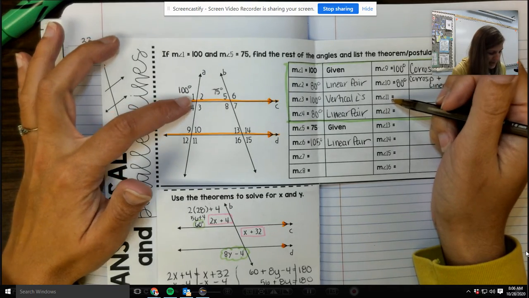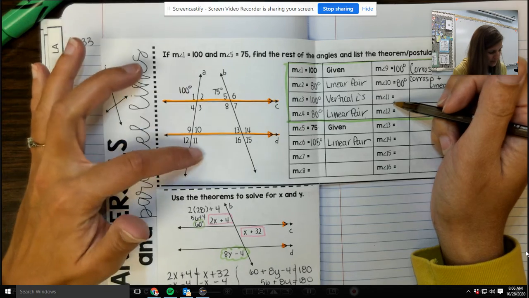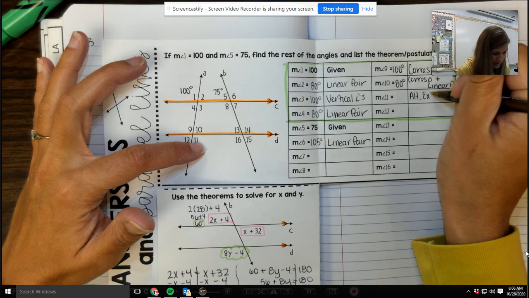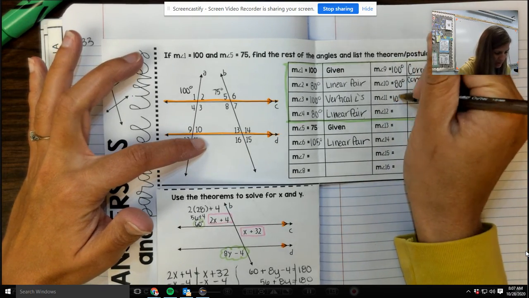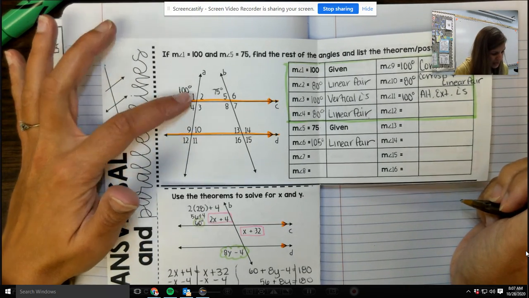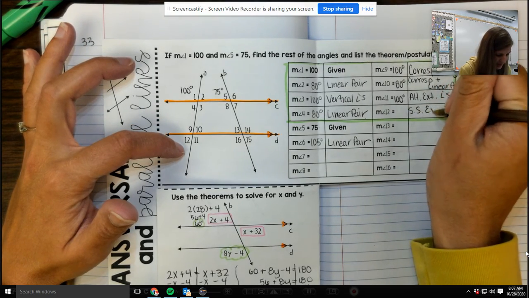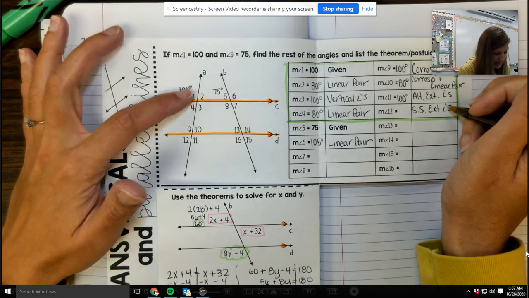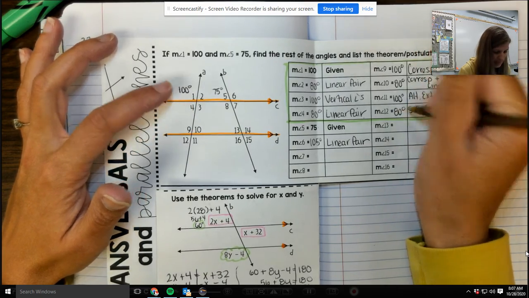The measure of angle 11. So comparing angle 11 to angle 1, those are alternate exterior angles, and alternate exterior angles are congruent, so this would measure 100. And then angle 12 compares to angle 1 because they are same side exterior angles. And same side exterior angles add up to equal 180. They're supplementary, and so this would be 80 degrees.